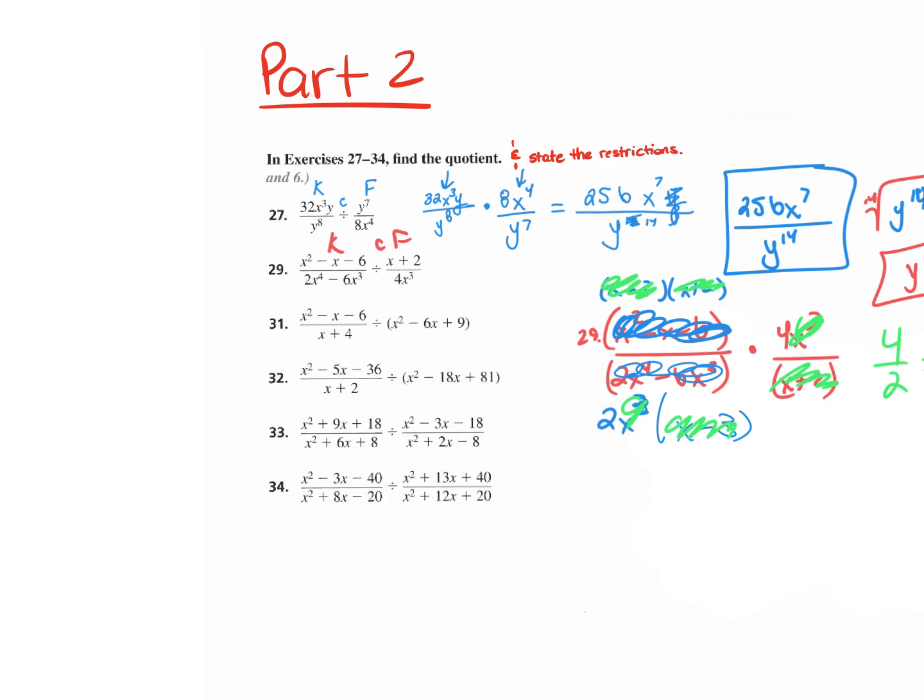All right, you guys want to do 31 or 32? 32. Okay, I'm going to do 32, and I'll do 34. And then you guys do the other 2. Deal? All right, so 32.